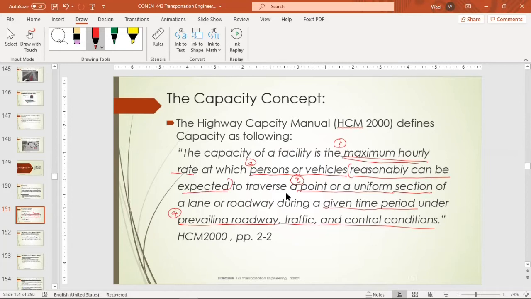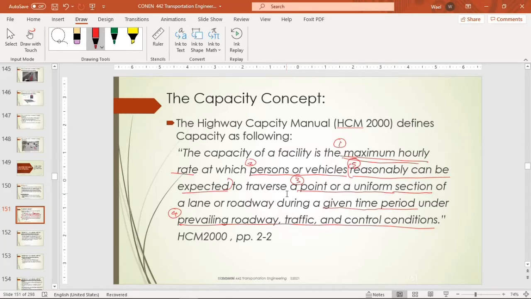For example, you record a maximum flow one day, maybe 3,000 vehicles per hour, then you never achieve this number. Then the capacity of this highway is not 3,000. It's the number that gets repeated frequently. So these are the five principles in the capacity definition for the Highway Capacity Manual.